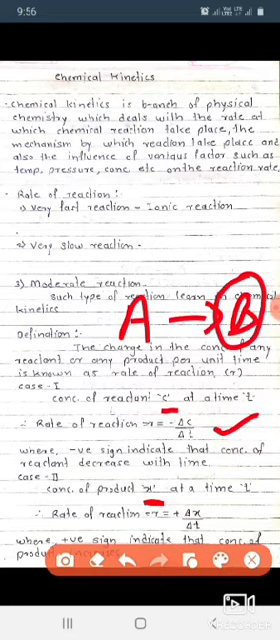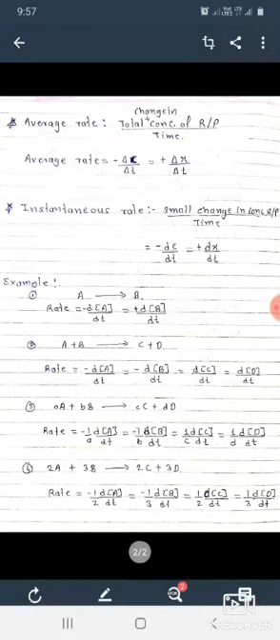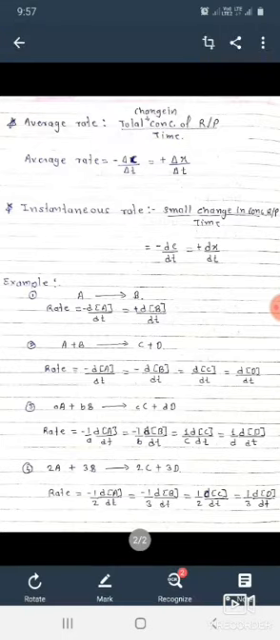And in the second case, the rate of reaction with respect to product is R is equal to plus delta X upon delta T. The positive sign indicates that the concentration of product increases with time. The next point is the average rate. Average rate means the total change in concentration of reactant or product per unit time. So the average rate is equal to minus delta C upon delta T is equal to plus delta X upon delta T, which means the rate with respect to reactant as well as product are equal.